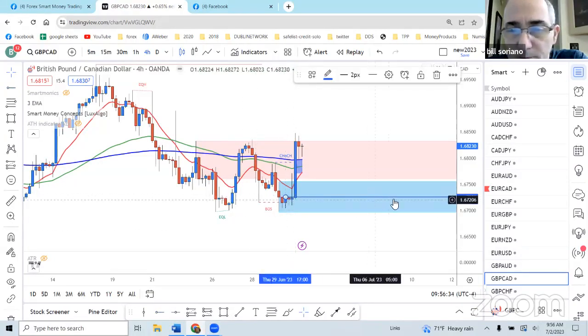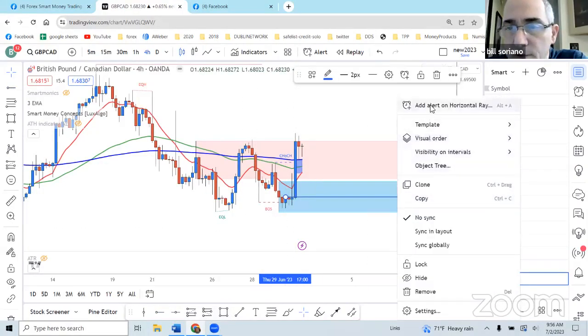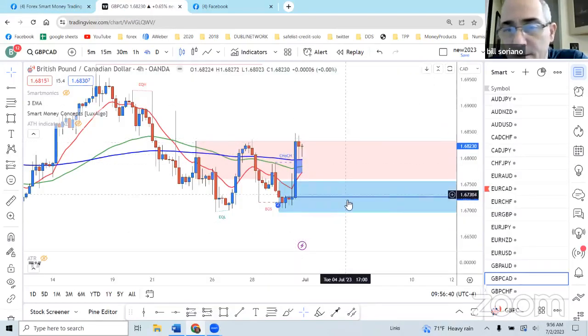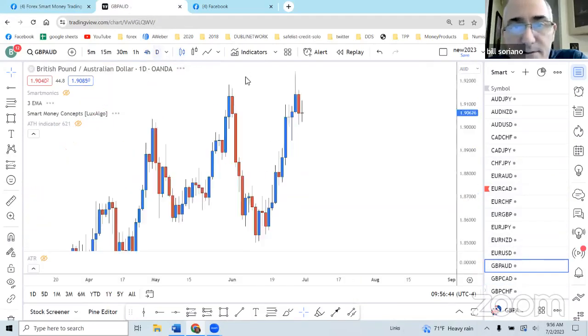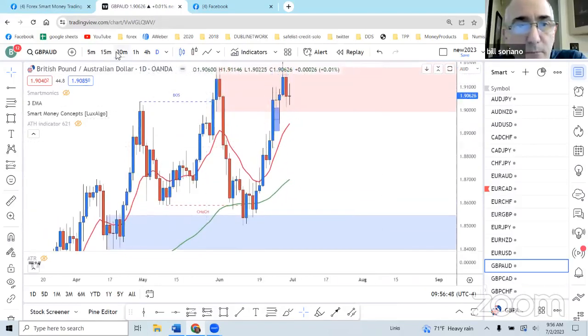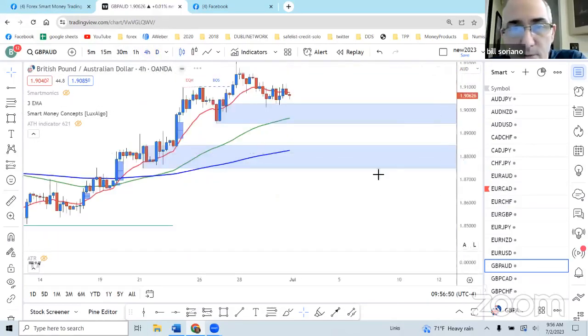So our point of interest would be right there at the open of that red candle. And so we would need price to come back down to there. Okay, let's look at the daily. The daily is obviously bullish, very bullish. 4 hours bullish as well.